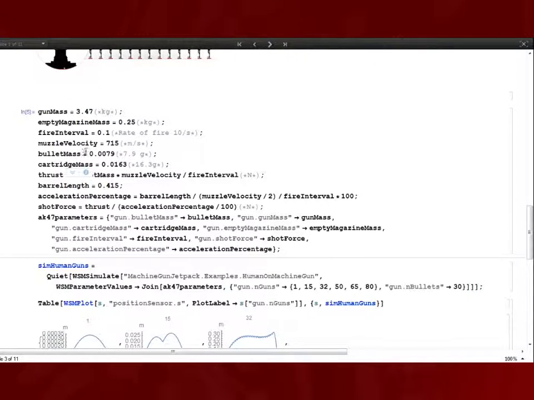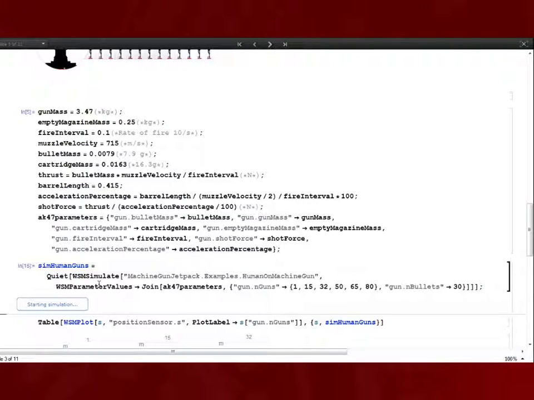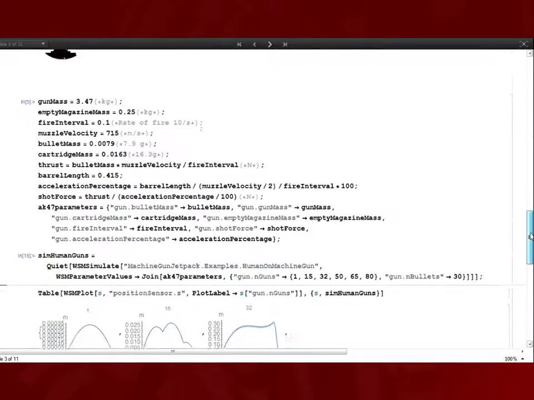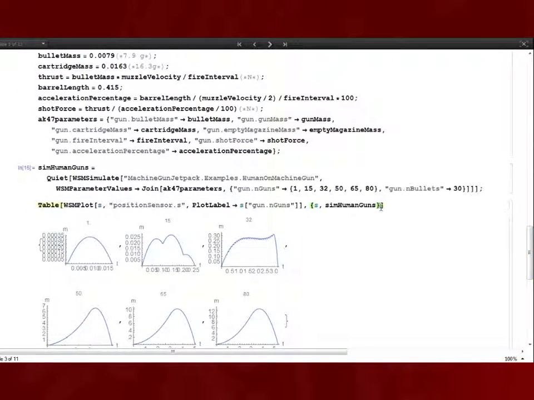So I have all the bullet mass, the muzzle velocity, and so on and so on. And those are just set in as parameters to the very same model, because it's just the very same behavior, just more mass and more guns, more bullets. And then I can simulate this from within Mathematica this time, and it went pretty quickly. It ran a few simulations in parallel. Oh, I already evaluated this. Let's do that again so you can see that.